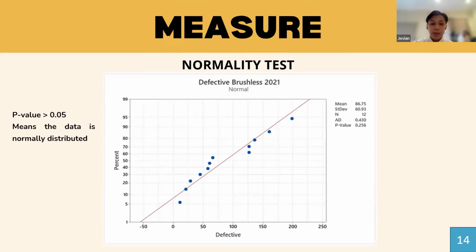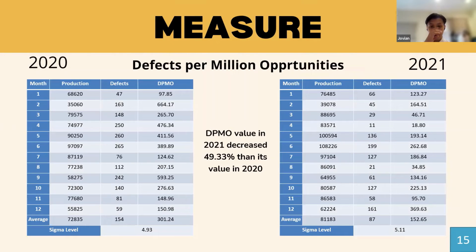All of the data used in the DPMO calculation are normally distributed, so we can use the data for calculating the DPMO value, which is defects per million opportunities. The average DPMO in 2020 is 301.24, and in 2021 it is 152.65, which is a decrease of 49.33%.